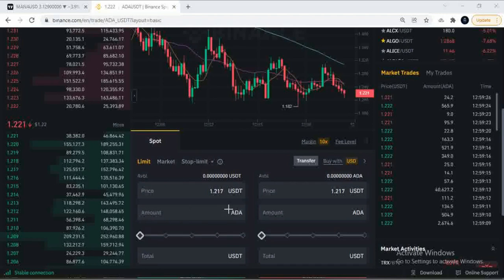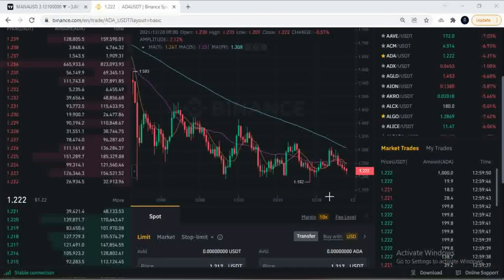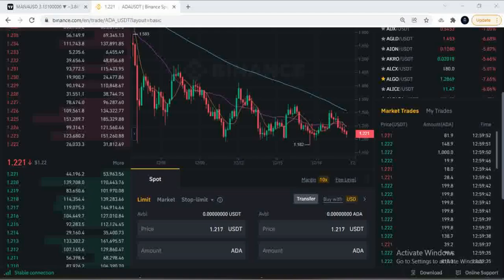Okay, so you want to buy, let's start with limit order. So what does limit order mean? Limit order means that you can set price, or you can set to buy at a particular price. Okay, let's take for example, currently we have ADA trading at 1.212. Okay, this is the current market price.